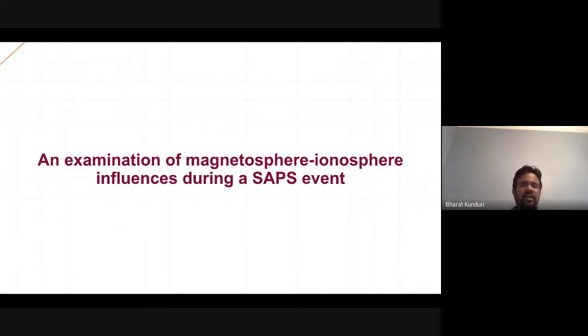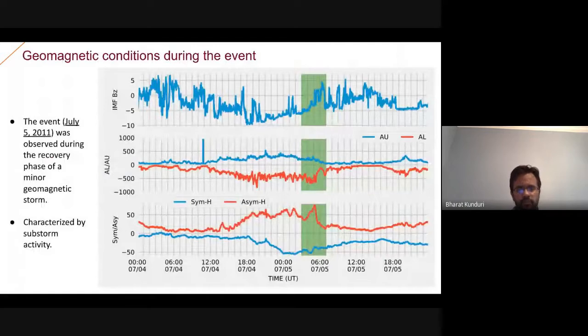I'm choosing a specific event that occurred on July 5th, 2011. This occurred during the recovery phase of a minor geomagnetic storm. The SYM-H index is barely dropping below minus 50 nanotesla. There was some indication of substorm activity. The AL index was dropping below minus 500, I think reaching around minus 700 nanotesla.